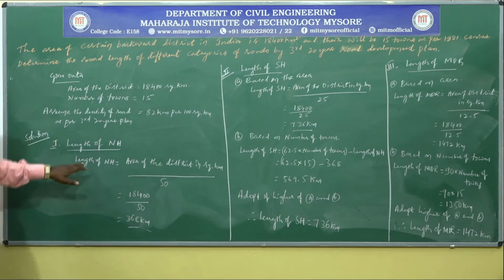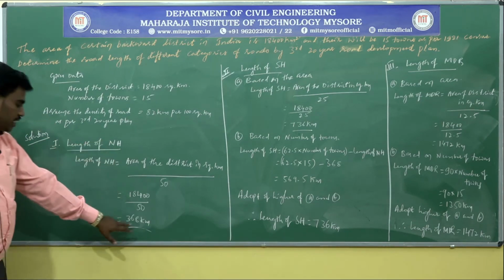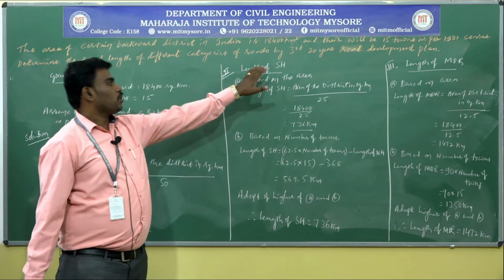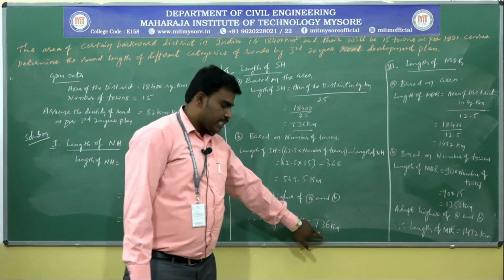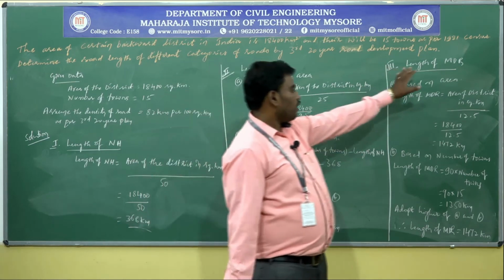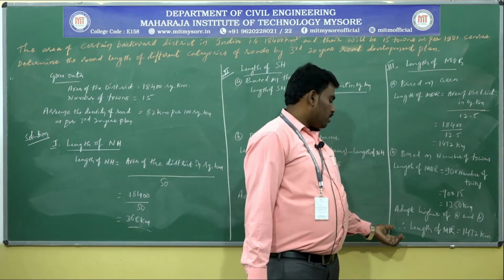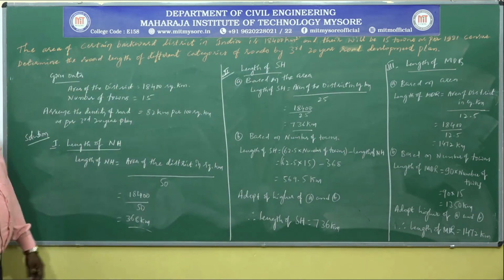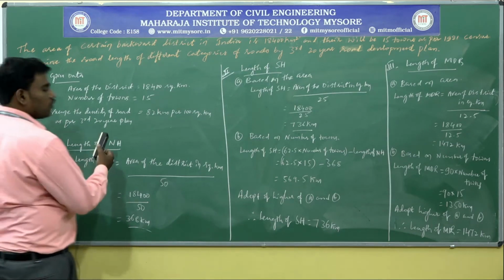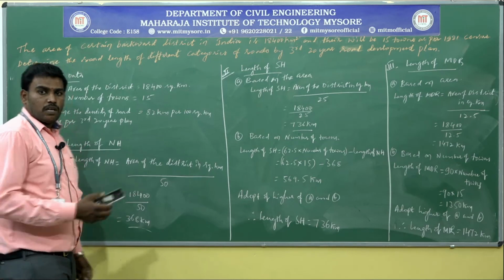Means in step number 1 we got the length of NH, about 368 kilometer. In step number 2 we got length of SH, that is 736 kilometer. In step number 3 we got length of MDR, major district road, that is 1472 kilometer. Is it clear? I'll move on to step number 4 now.